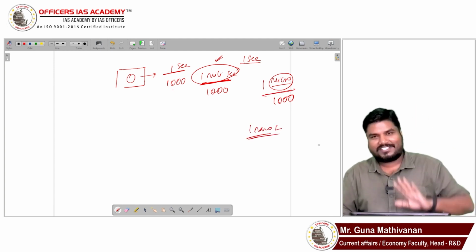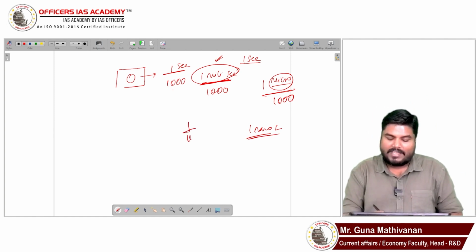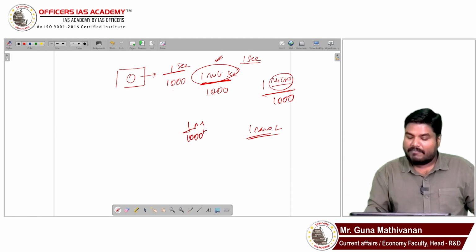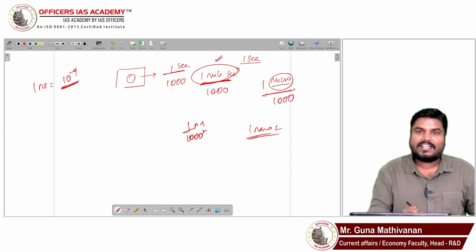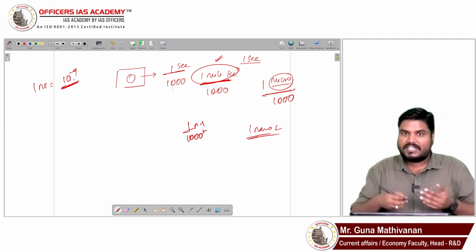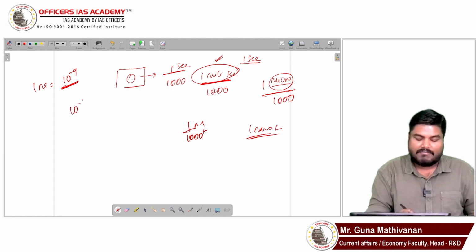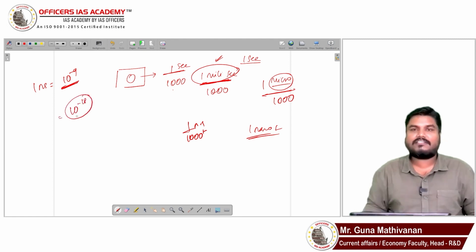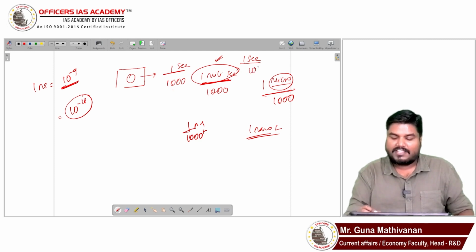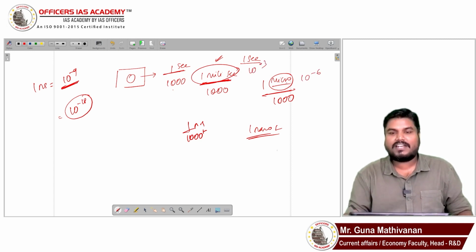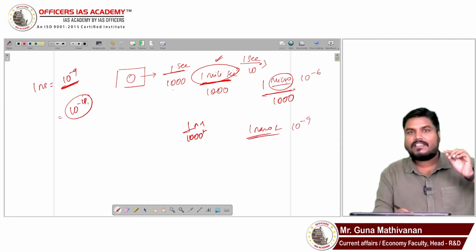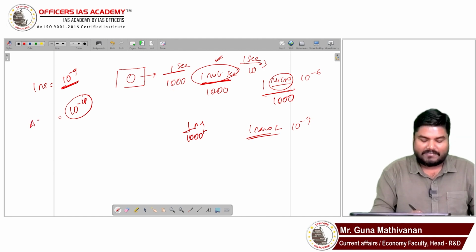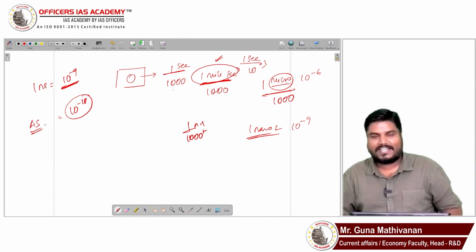Imagine my shutter speed is so fast. Now, 1 by 1000th of a nanosecond. 1 nanosecond is in the order of 10 to the power of minus 9. Now I am bringing it down further, to 10 to the power of minus 18. So millisecond is 10 to the power of minus 3, microsecond is 10 to the power of minus 6, nanosecond is 10 to the power of minus 9. Now think about 10 to the power of minus 18. That is called an attosecond.